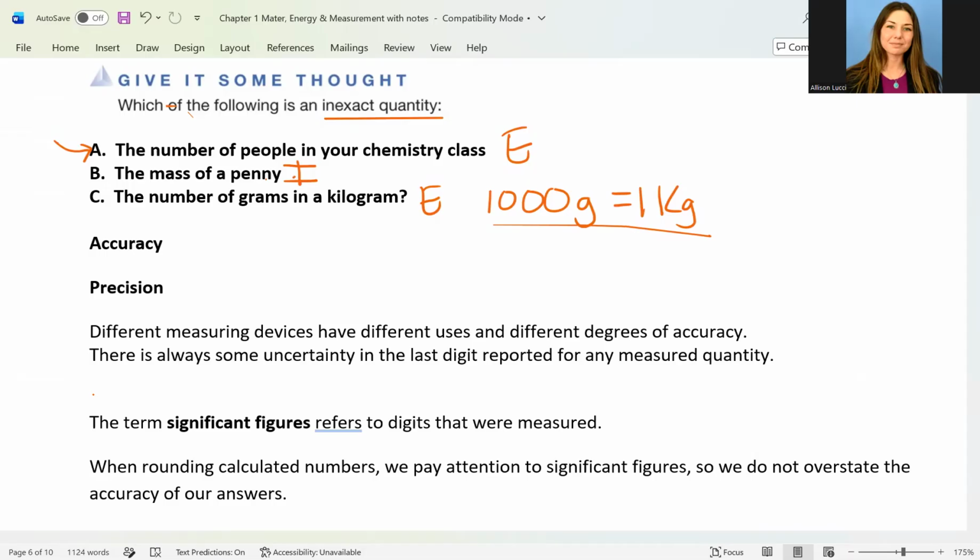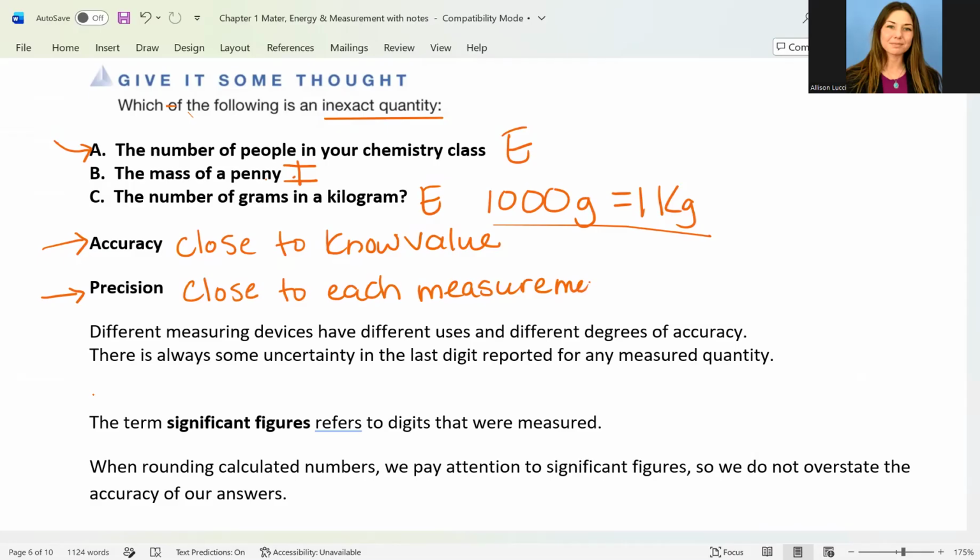So we can look at these two terms. I've mentioned precision, but I have not mentioned accuracy yet. Accuracy refers to how close you are to a known value. So close to a known value is a way of determining how accurate you are. Precision refers to repeat measurements and how close those are to each other. So close to each other tells you how precise something is. If your measurements are all very close together, you have precision in your data set. If they're not, then you can say that you lack precision.